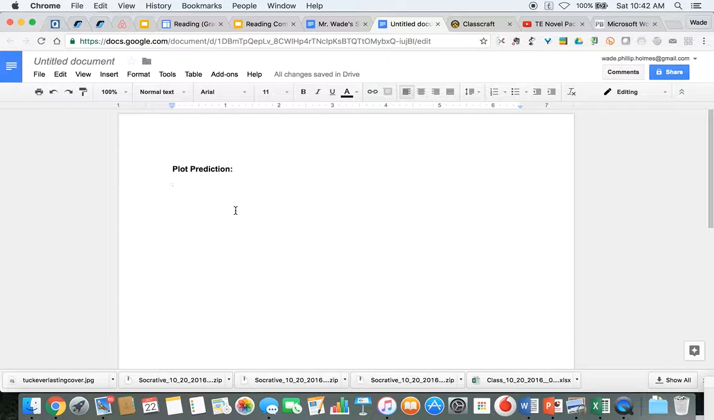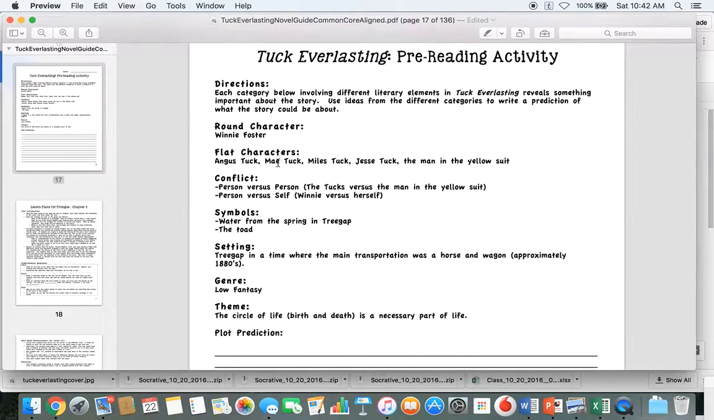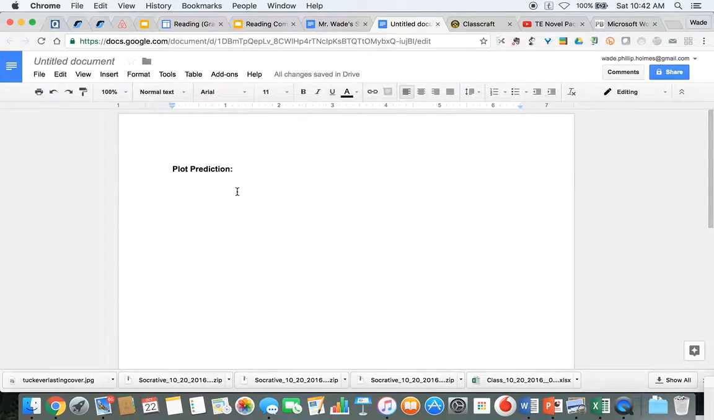So I'm going to show you how I might do that. I'm looking at my plot prediction paper right now, and I'm just going to make some predictions about what I think this story is going to be about. So let's see, Winnie Foster, looks like she's important. I'm going to look at this Tree Gap setting too. Maybe what I could start with is something about Winnie living in Tree Gap. So for the beginning of my plot prediction, I might say, Winnie Foster is a girl who lives in Tree Gap.